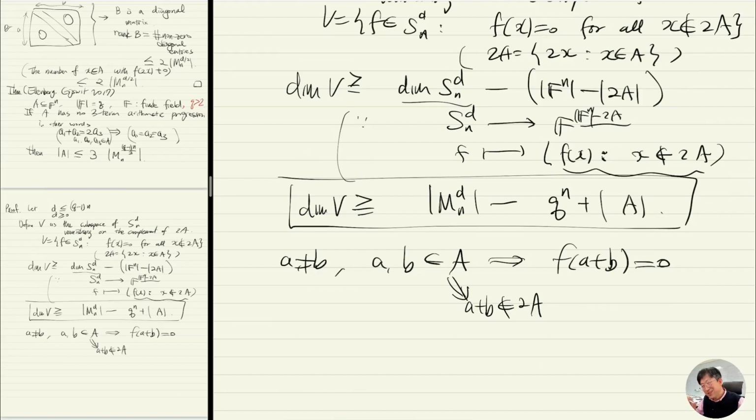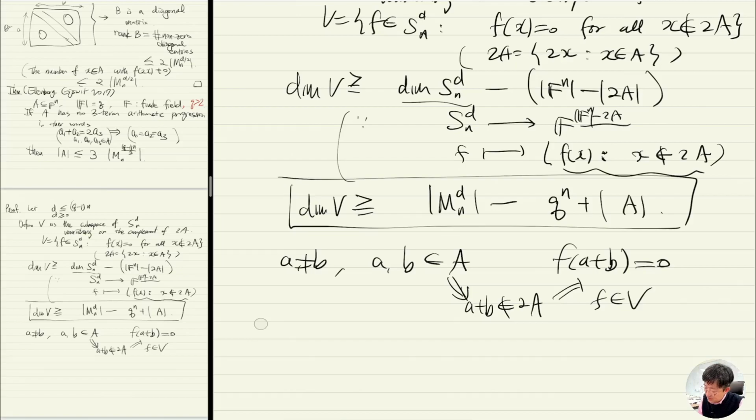Because if a plus b is in 2A, then a plus b is 2 times something. a plus b is 2 times c. Then a, c, b is an arithmetic progression of length 3 in A. So therefore, a plus b is not in 2A, and if f is in V, then f of a plus b is 0. All right. So whenever you have distinct a, b in A, then f of a plus b is 0.